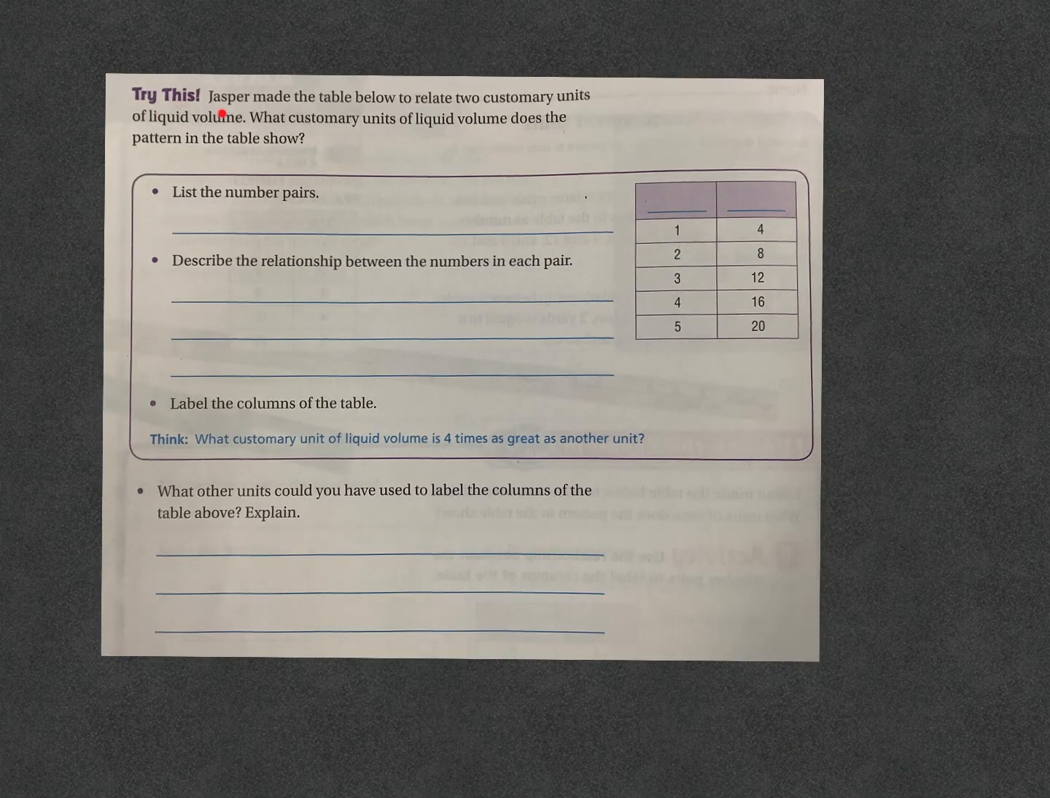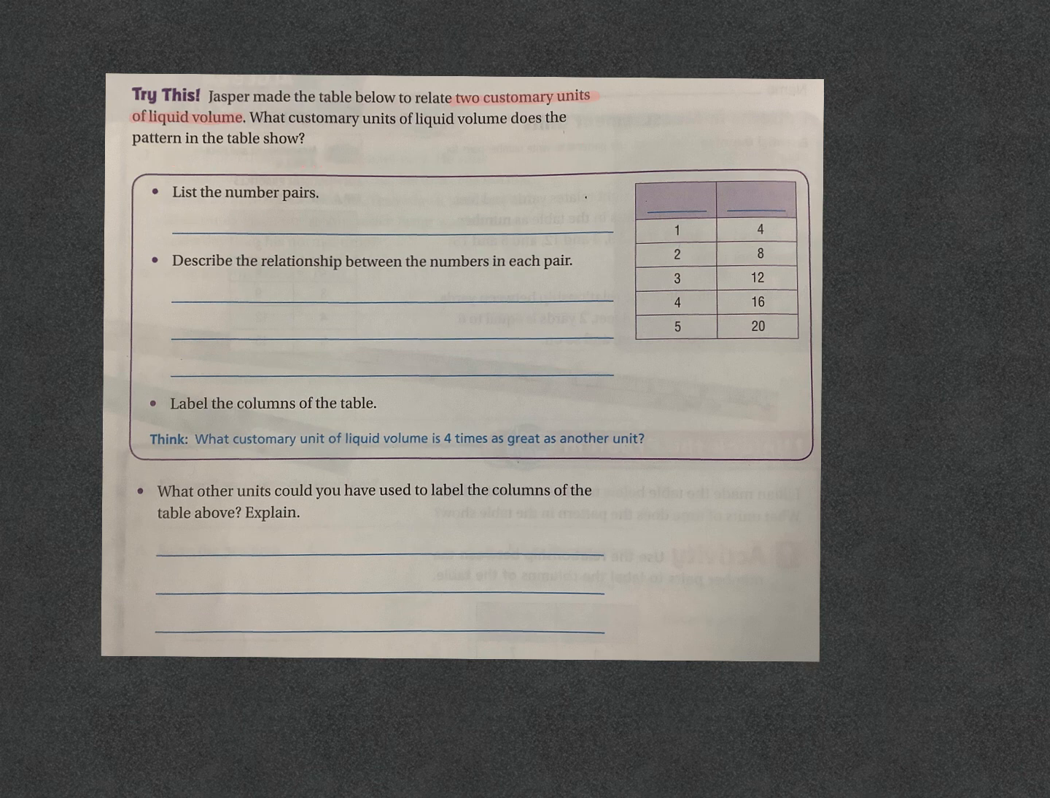Let's look at the try this. Jasper made the table below to relate 2 customary units of liquid volume. I'm going to highlight that because that tells me which page I need to go to. Customary units of liquid volume. I'll flip to that page to get that key out of there. What customary units of liquid volume does the pattern in the table show?